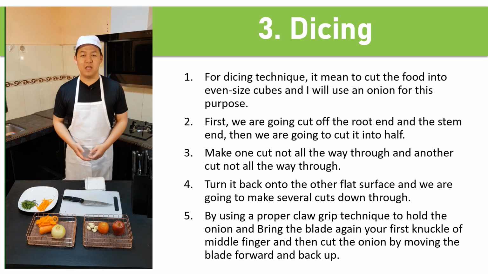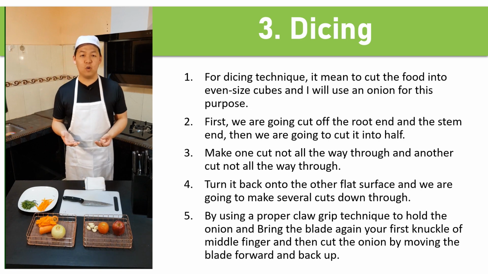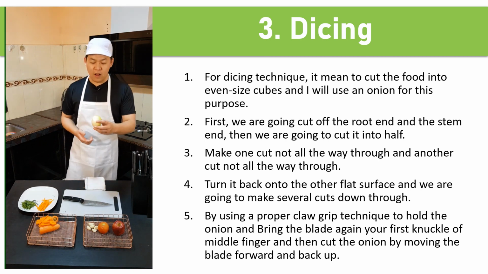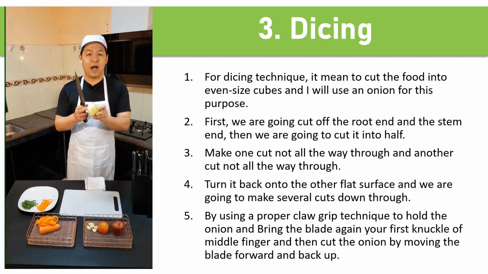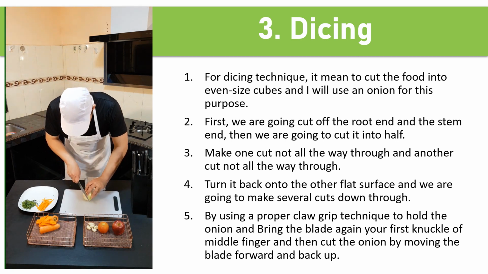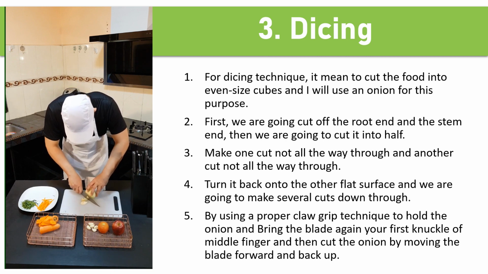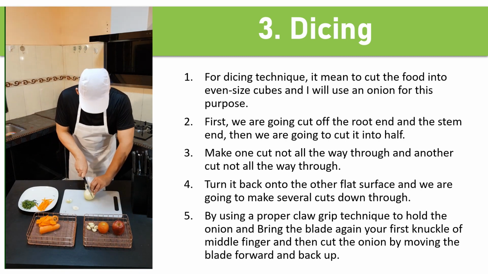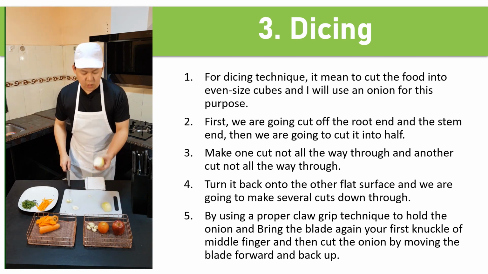The next cutting technique is dicing. Dicing means we are going to cut our food into even sized cubes, and for this purpose, I'm going to use onions. First of all, you just cut the root end and the stem end of the onion. And then we're going to cut them in half. So it will be like this.